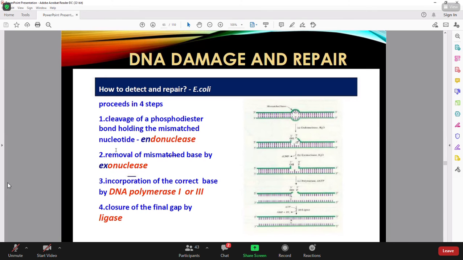Then how to repair it: we incorporate the correct base pair by using DNA polymerase 1. Then ligase comes in to close any gap, to come up with the complete DNA strand. So these are the four steps of how to do the repair. So we have endonuclease, exonuclease, DNA polymerase 1 to incorporate, and also ligase.